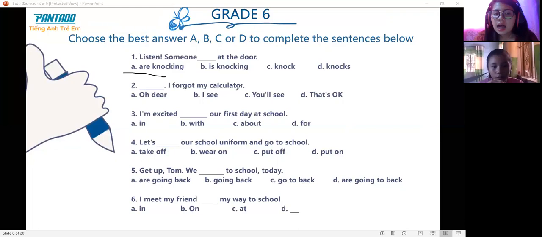Okay, how about number two? How, blank, I forgot my calculator. Is it letter A, oh dear? Letter B, I see? Letter C, you will see? Or letter D, that's okay? What letter, Hanh? That's okay. Okay. Number three, I'm excited blank our first day at school. What letter? A, in, letter B, with, letter C, about, or letter D, for?